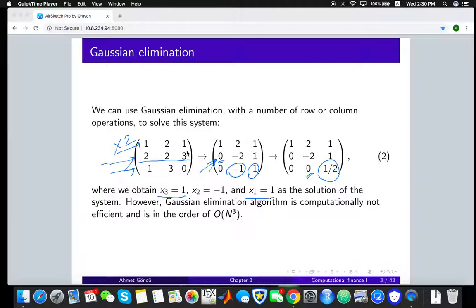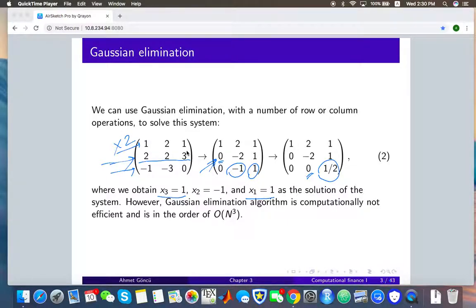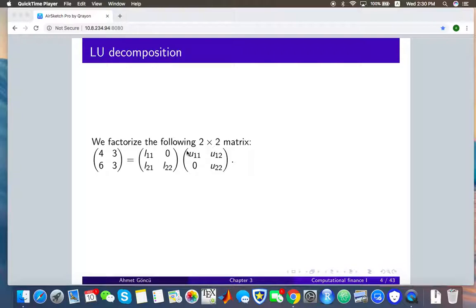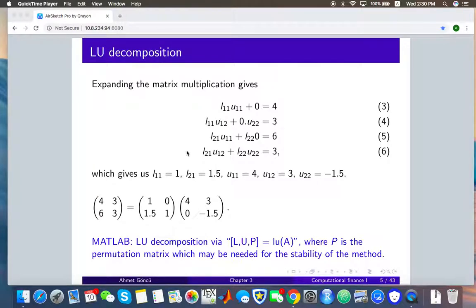However, notice that the Gaussian elimination algorithm is computationally not efficient, and it requires on the order of n cubed operations. And therefore, we would like to introduce the LU decomposition method. If we can somehow decompose our coefficient matrix, which in this simple example is a 2 by 2 matrix, in terms of a lower triangular and upper triangular 2 by 2 matrix, then this will significantly speed up the Gaussian elimination algorithm.